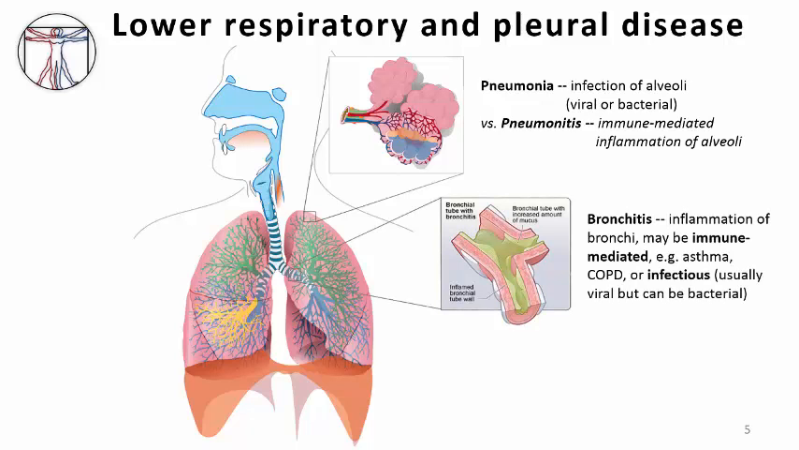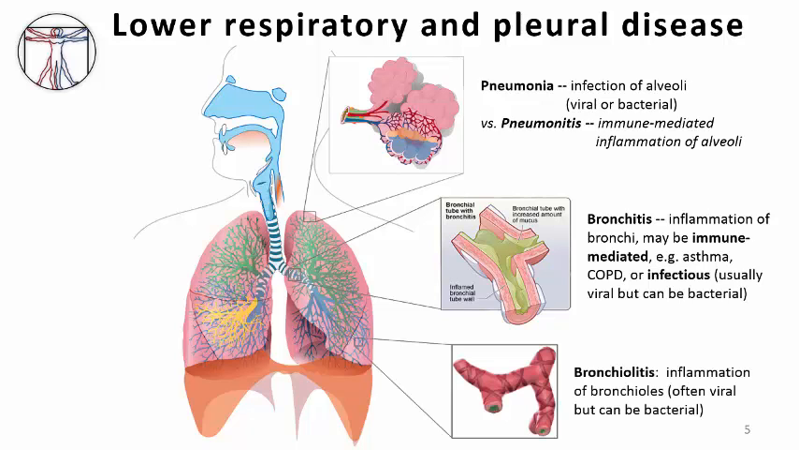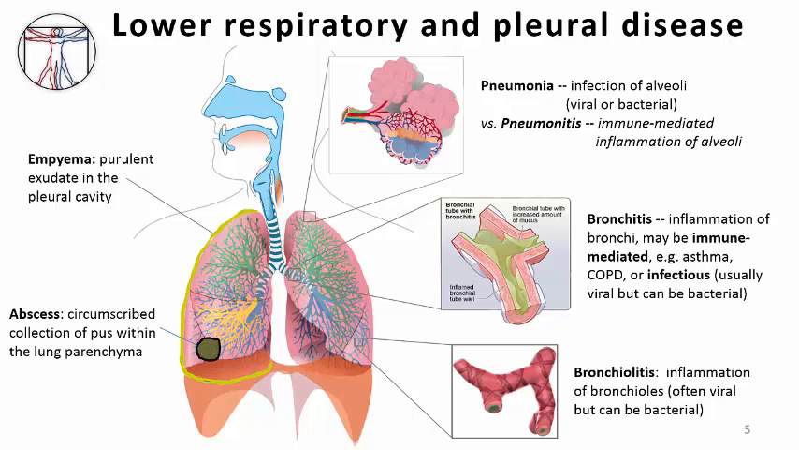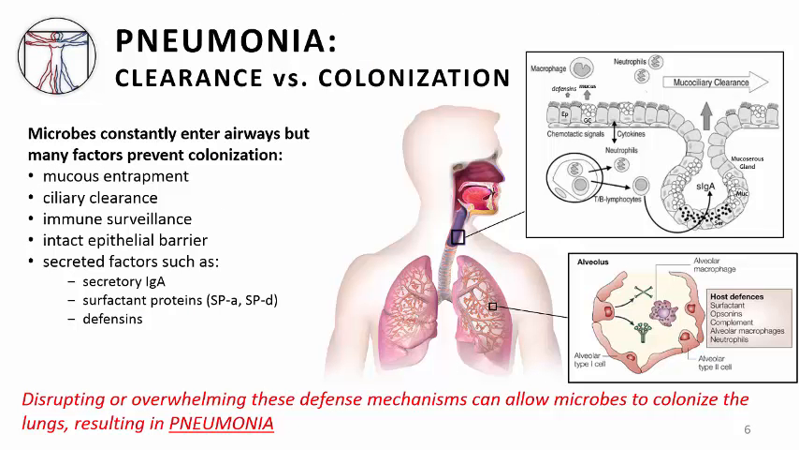As we go up the respiratory tract, infections and inflammation involving the larger bronchi is referred to as bronchitis. Again, this can be either infectious or immune-mediated. And distinct infectious agents can involve the bronchioles in a condition referred to as bronchiolitis. The word empyema describes a purulent accumulation of fluid in the initial potential space surrounding the lungs. And an abscess will refer to the circumscribed collection of pus within the lung parenchyma, a potential complication of pneumonia.